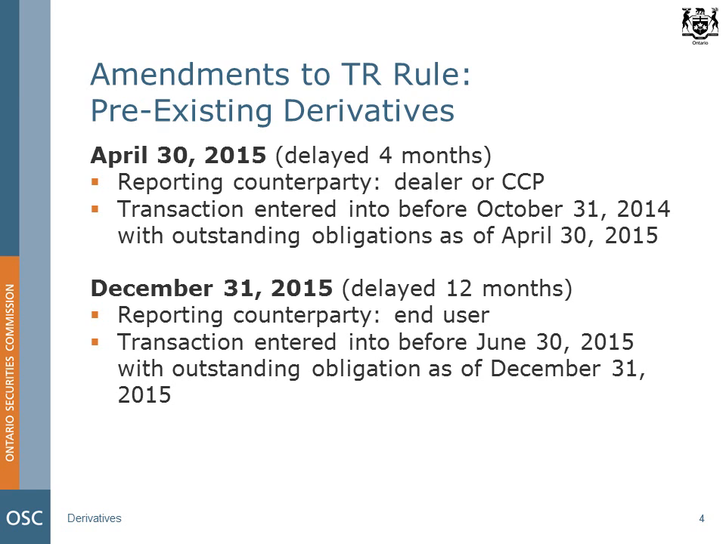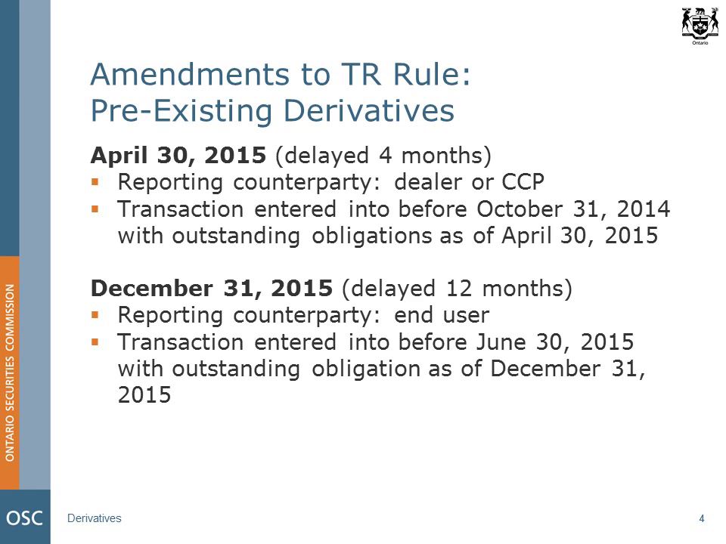Where the reporting counterparty is a derivatives dealer or recognized or exempt clearing agency, a derivative transaction is prescribed to be a pre-existing derivative if the derivative was entered prior to October 31, 2014, and the derivative does not terminate or expire prior to April 30, 2015. If both conditions apply, the transaction is deemed to be a pre-existing transaction and must be reported no later than April 30, 2015. However, where the transaction does expire or terminate prior to April 30, 2015, it is not required to be reported.